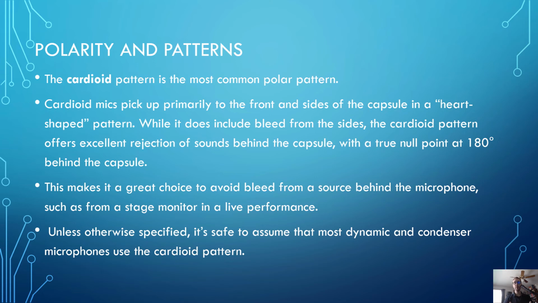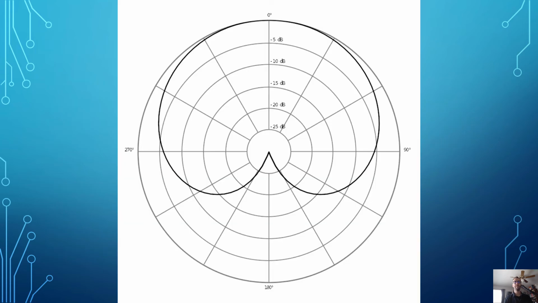As I said, this is the most common polar pattern, so unless it's otherwise specified, it is safe to assume that a dynamic or condenser microphone is probably cardioid. And here is a picture of the cardioid. And you can see it's got great back response. Again, it looks like an inverted heart. And at the V in the heart, that is a true null point.